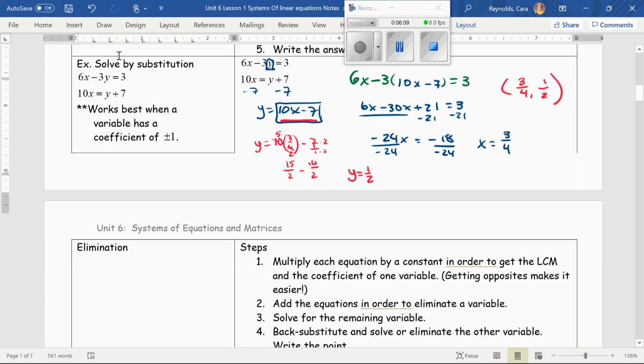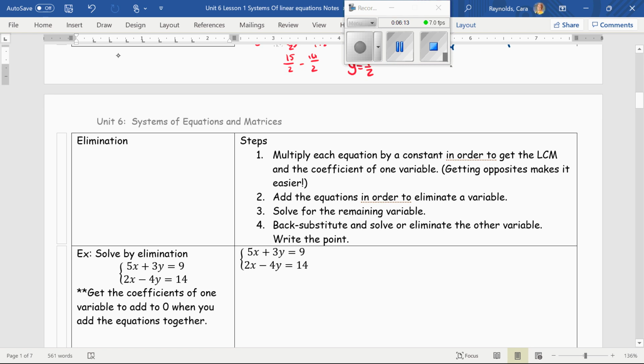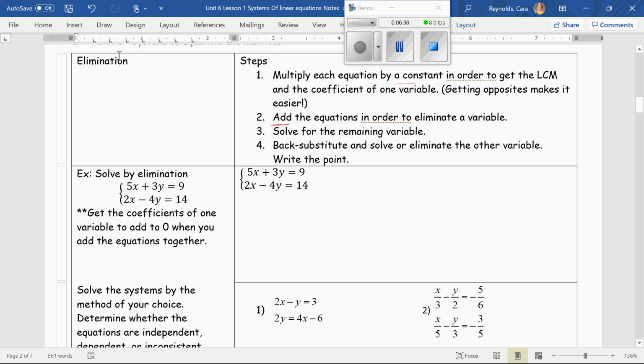Okay, so that is substitution. The next method is elimination. So to get elimination, you want to multiply each equation by a constant to get the LCM of a coefficient for one variable. So you either want to make them opposites or the same. It doesn't matter. It just means we're going to either add or subtract. So you add the equations together so that you can eliminate a variable. And then you're going to solve for the remaining variable and plug that back in like we did above.